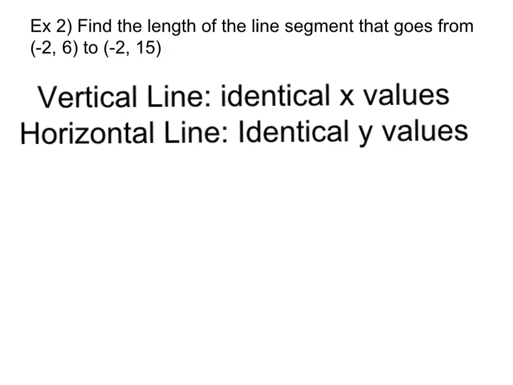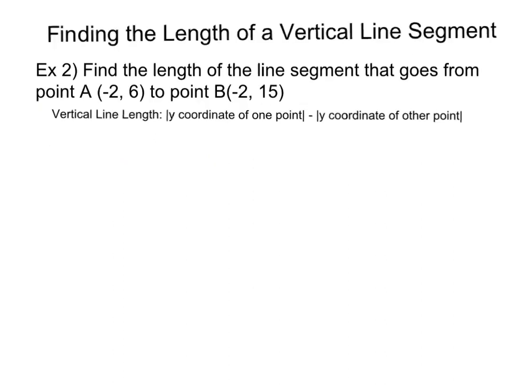So here, looking at our x values, we can tell our x values are the same, and therefore we know that this is a vertical line. If our y values were the same, it would be a horizontal line, and if neither are the same, it must be diagonal, and we don't know how to find those line segments yet. Now that we know it's a vertical line segment, we need to figure out the length. When we are figuring out the length, we're only going to take into account the y values. We don't need to worry about the x values that are the same.